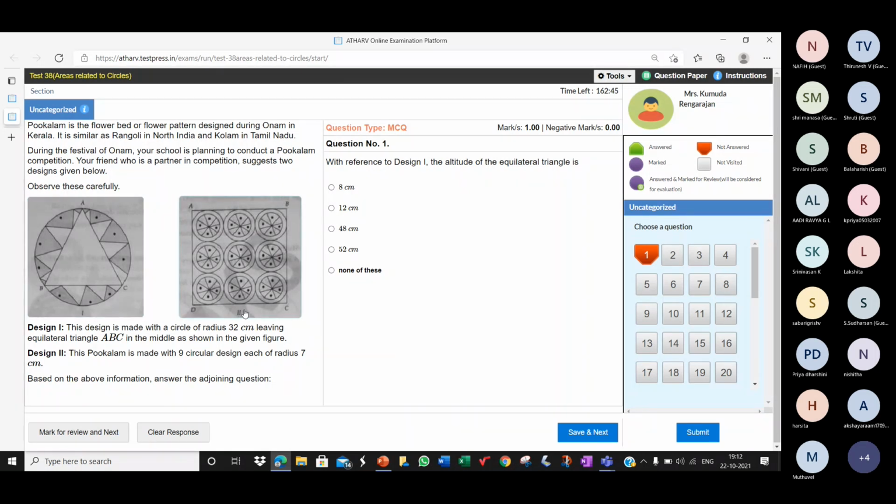Nishita, have you pinned my window? Yes, ma'am. Yes, please pin my window.